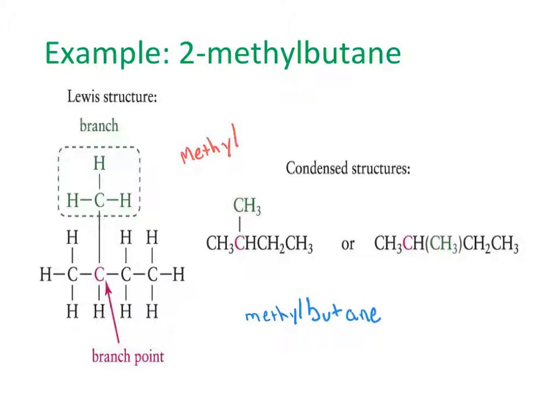We also have to describe where that methyl is coming off of our main chain. When we look at our carbon skeleton, our parent chain, we can see that we have 1, 2, 3, 4 carbon atoms. And if we number those, we can see that our methyl substituent is coming off of our second carbon atom. Therefore, we add a 2 dash in front of methyl, telling us that that methyl group is coming off our second carbon. For our final full name, 2-methylbutane.